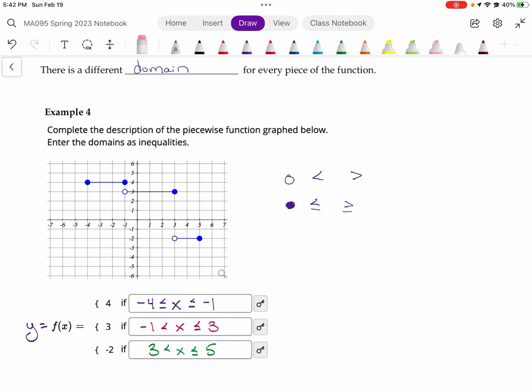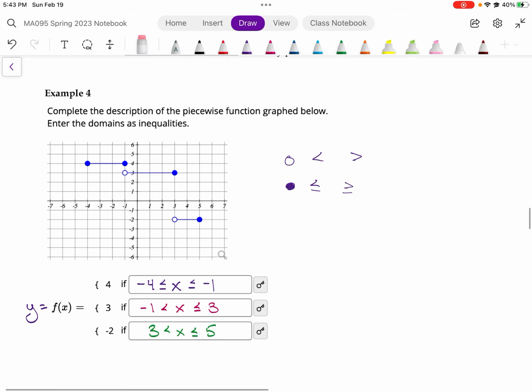All right, so question for you. What if that dot was closed in? What is the problem with that? The problem is that it does not pass the vertical line test. This thing is no longer a function because a vertical line goes through 2 points right there. So when you have a piecewise function, if it is a function, it can never have 2 dots one above the other.